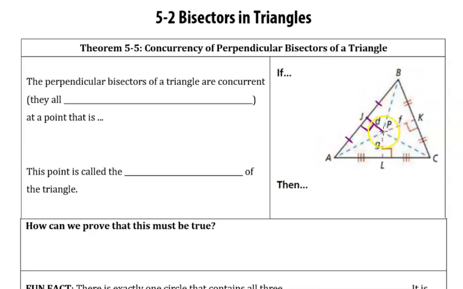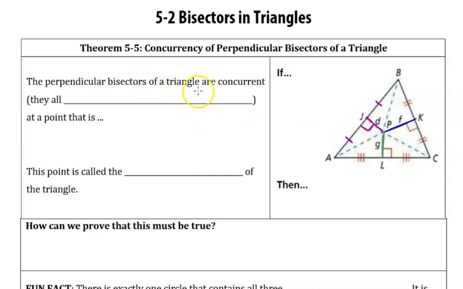That would be segment PJ, right? Segment PJ is the perpendicular bisector of segment AB, and then segment PK right here is doing the same thing to segment CB. So segment PK is the perpendicular bisector of segment CB. It's perpendicular to it, it's bisecting it. And then we can look at segment PL right here. It is the perpendicular bisector of segment AC. It's perpendicular to segment AC and it's bisecting segment AC. So those are our three perpendicular bisectors.